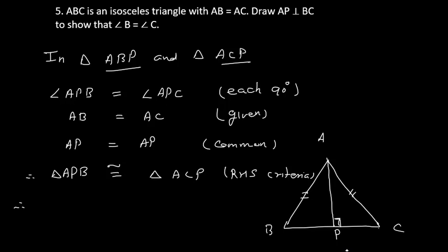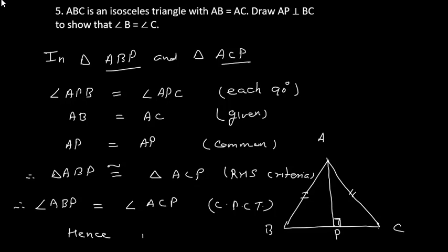Therefore their corresponding angles, that is angle ABP, before that this is triangle ABP. So angle ABP is equal to angle ACP. This is corresponding part of congruent triangle and we have to prove this thing only, angle B equal to angle C, hence proved. Simple question. Okay.